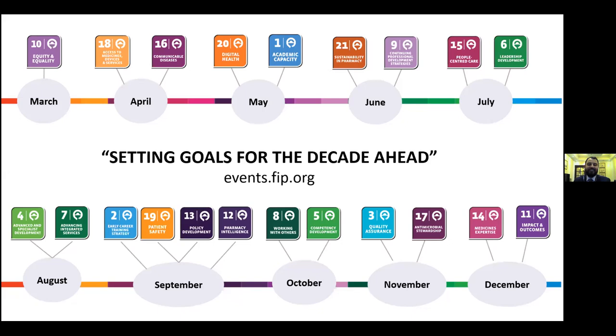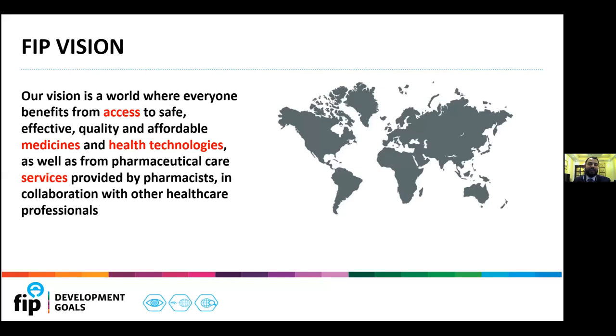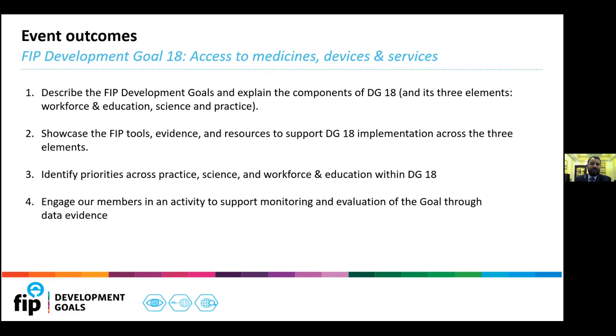If we look at our FIP vision, I will be reading the vision as is. Our vision is a world where everyone benefits from access to safe, effective, quality and affordable medicines and health technologies, as well as from pharmaceutical care services provided by pharmacists in collaboration with other healthcare professionals. So if we look at our vision, access is there. And in our vision, we also want to know that everyone is involved in order to achieve a better access to the medicines, to the devices, and to the services we provide as pharmacists and as part of the healthcare professionals.